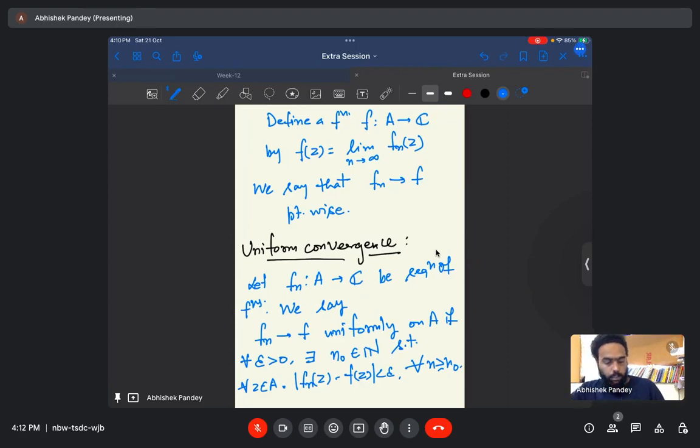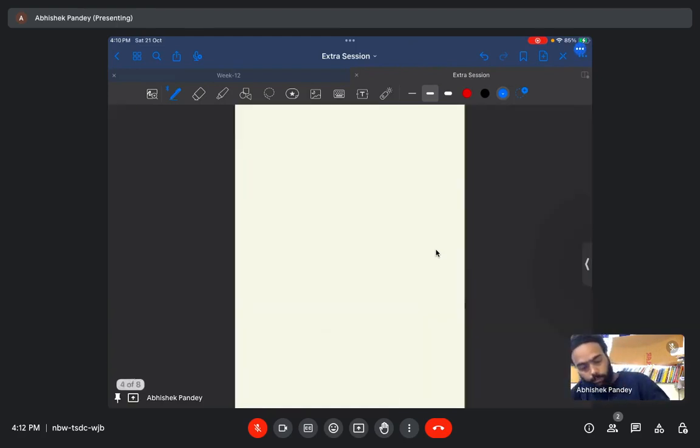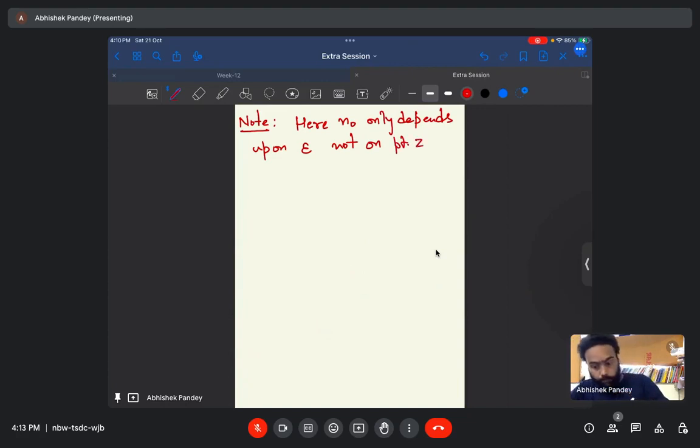So this is the definition of uniform convergence. And observe that here this n naught only depends upon epsilon, not on the point set. So I will write as a note. Okay, so now we have this theorem.